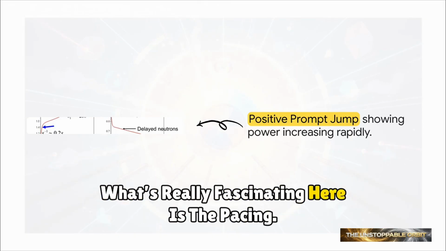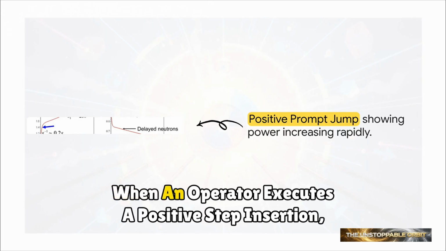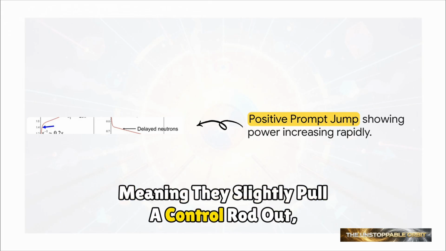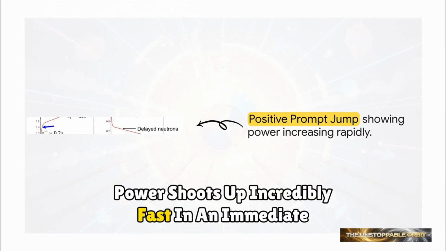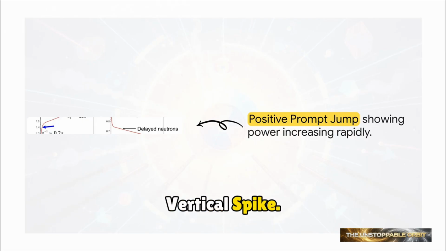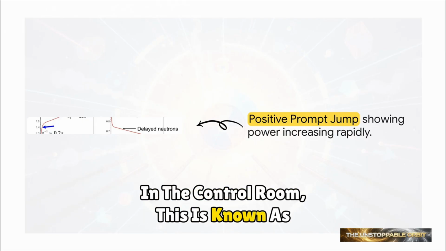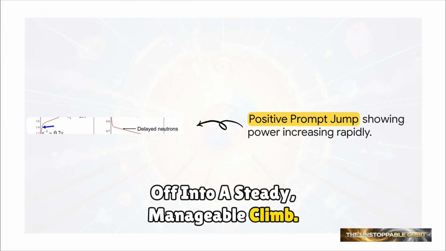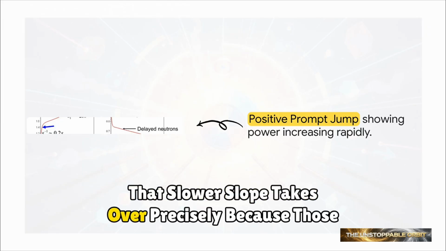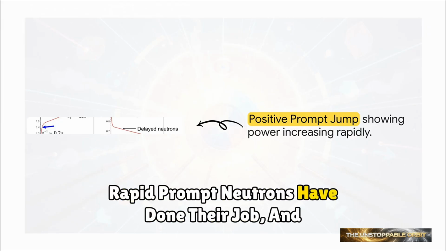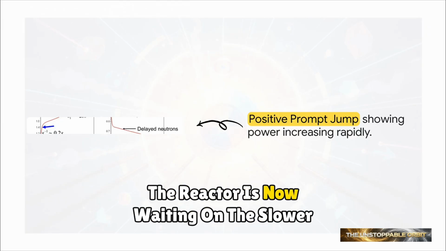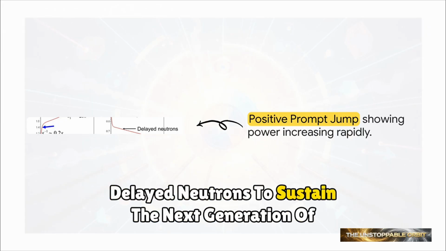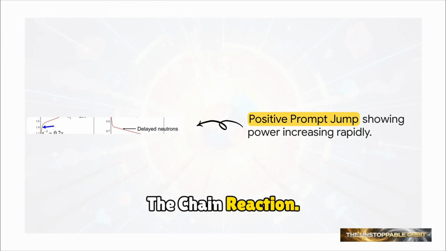What's really fascinating here is the pacing. When an operator executes a positive step insertion, meaning they slightly pull a control rod out, power shoots up incredibly fast in an immediate vertical spike. In the control room, this is known as the prompt jump. But right after that, the spike visibly rounds off into a steady, manageable climb. That slower slope takes over precisely because those rapid prompt neutrons have done their job, and the reactor is now waiting on the slower, delayed neutrons to sustain the next generation of the chain reaction.